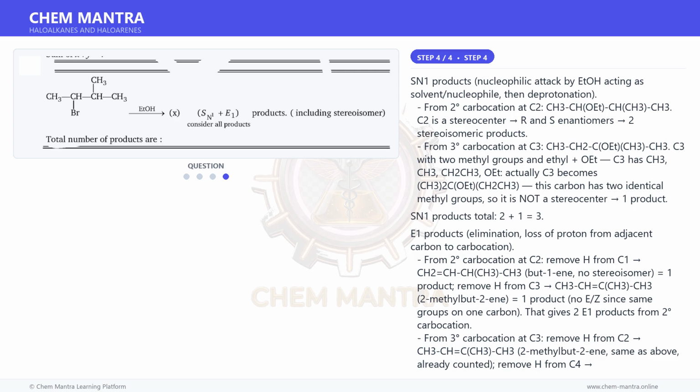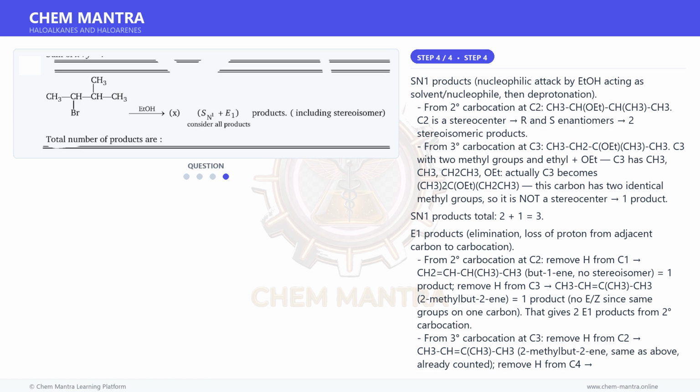And for the final step, SN1 products. Nucleophilic attack by EtOH acting as solvent nucleophile, then deprotonation. From the secondary carbocation at C2, CH3-CH(OH)-CH(CH3)-CH3. C2 is a stereocenter, so R and S enantiomers give two stereoisomeric products.